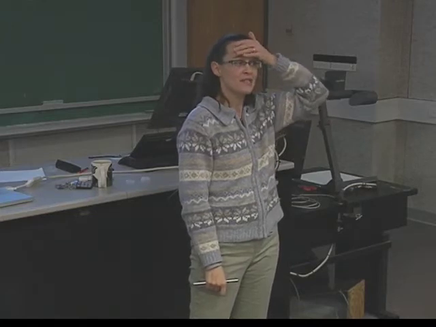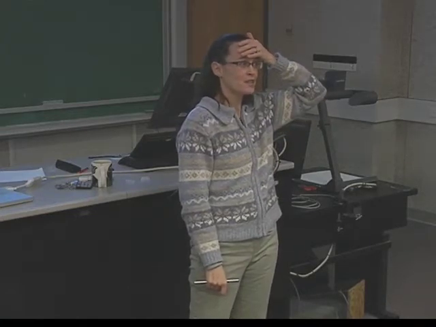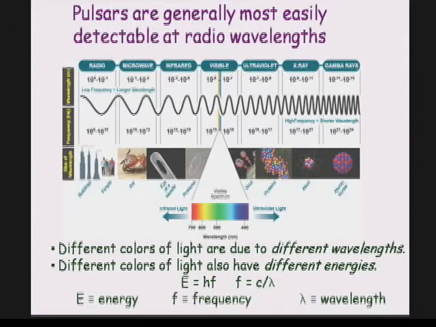Pulsars can actually be detected across a pretty wide range of the electromagnetic spectrum. So this is the electromagnetic spectrum. Here we have really high energy gamma ray photons, very low energy radio photons. You could think of it also as radio photons have very, very long wavelengths, and gamma ray photons have very, very short wavelengths. Here's the visible part of the spectrum, which is really tiny.